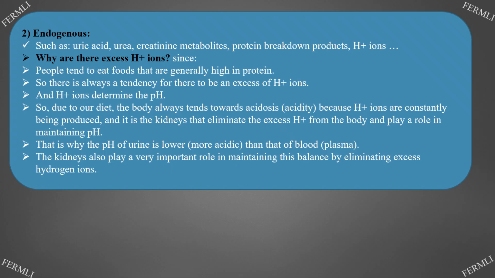And H+ ions determine the pH. So, due to our diet, the body always tends towards acidosis, acidity, because H+ ions are constantly being produced, and it is the kidneys that eliminate the excess H+ from the body and play a role in maintaining pH. That is why the pH of urine is lower, more acidic, than that of blood plasma. The kidneys also play a very important role in maintaining this balance by eliminating excess hydrogen ions.